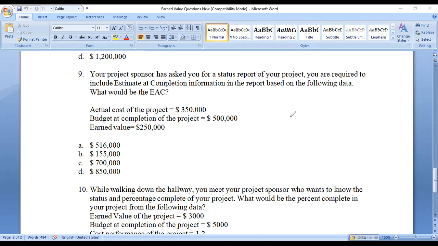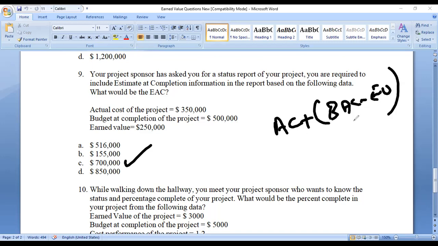Again, use the same formula, BAC divided by CPI, right? Or can we go with AC plus BAC minus EV? How much are you able to get? 700,000, right? So what you have done: BAC minus EV is your remaining work, right? So what is your actual cost? 350K. Okay, 350, right?